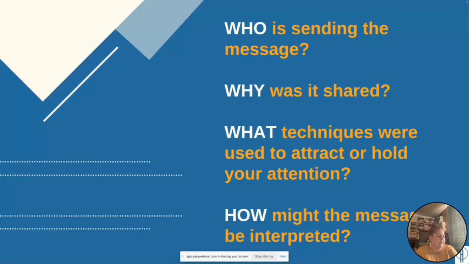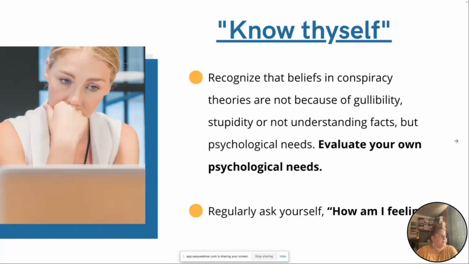And the thing is, how might the message be interpreted? It's kind of back to what's the goal, right? What's the motivation for the information? Are they posting it because they want to get a reaction? They want shares, they want likes? Are they posting it to be informative? Are they posting it just to include someone in something they found? It really depends on the motivation of the person and the site or the channel, whatever it is.